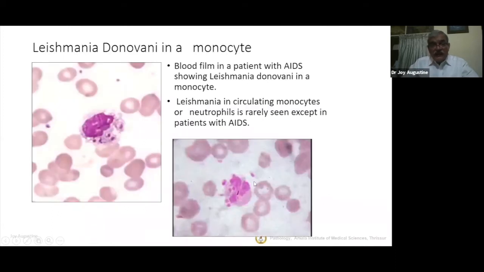Now this is Leishmanian bodies seen in the peripheral blood. This was a patient with HIV. And this picture has been taken from a slide which was circulated for the Kerala chapter IAPM conference long back, I think in 2006. You can see this.